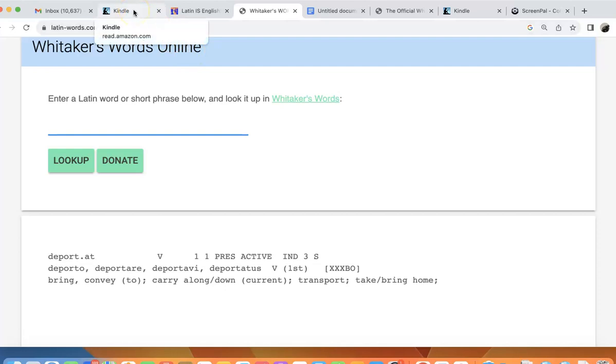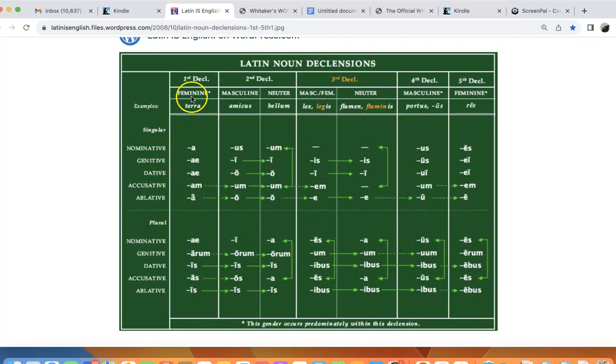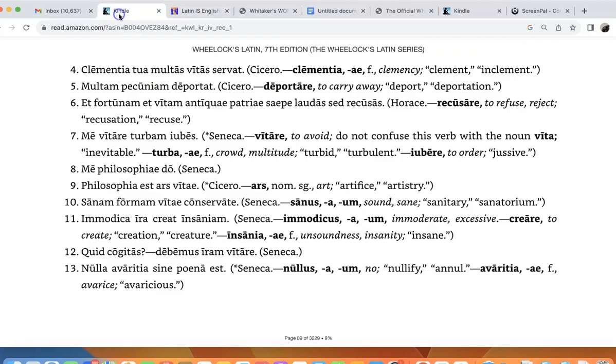English has a lot more words than Latin and a lot of other languages. So multam pecuniam, am, well, that should tell us it's the first declension accusative singular. Sure enough, we look here, first declension accusative singular, am. So what does that mean? He is carrying away a lot of money. So he's stealing. Stealing from the people, stealing from Rome, stealing taxes. And so clearly that is something to question.